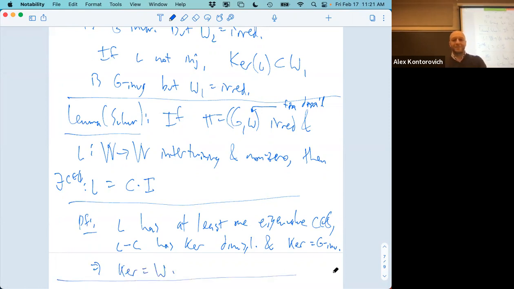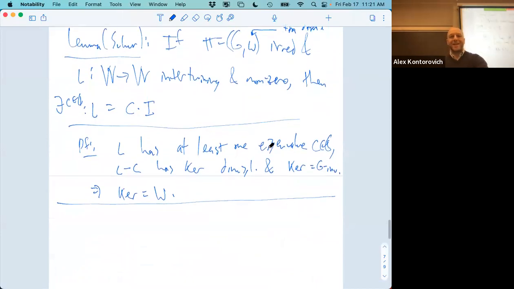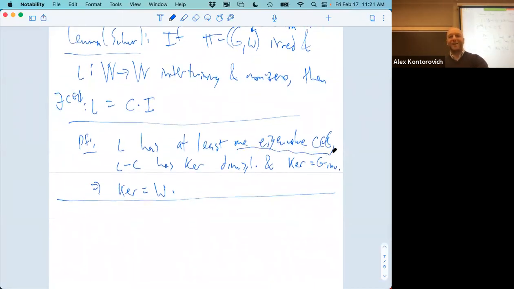Why does this proof not work exactly the same way for infinite dimensions? You have to say a little bit more to get at least one eigenvalue. There are linear maps on infinite dimensional vector spaces that don't have one.